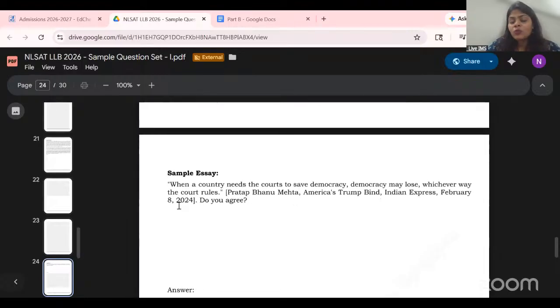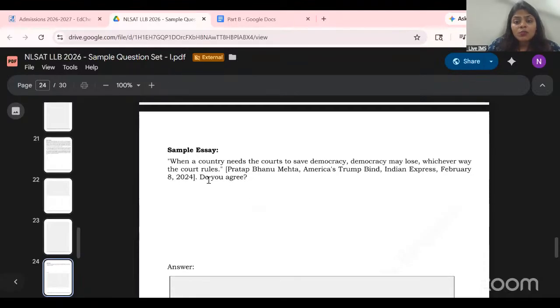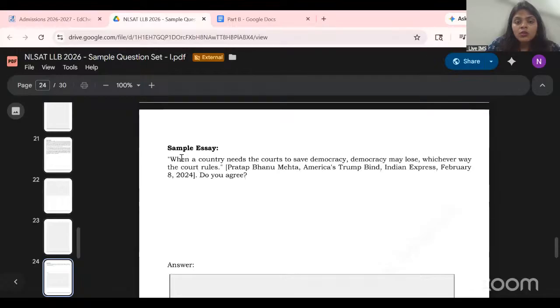So you will not get a factual situation in this. You will get something which is more of understanding your opinion about a key controversy which is happening. So here you will see that there is a statement which is given: when a country needs the court to save democracy, democracy may lose whichever way the court rules. All right. So you have to give your argument.